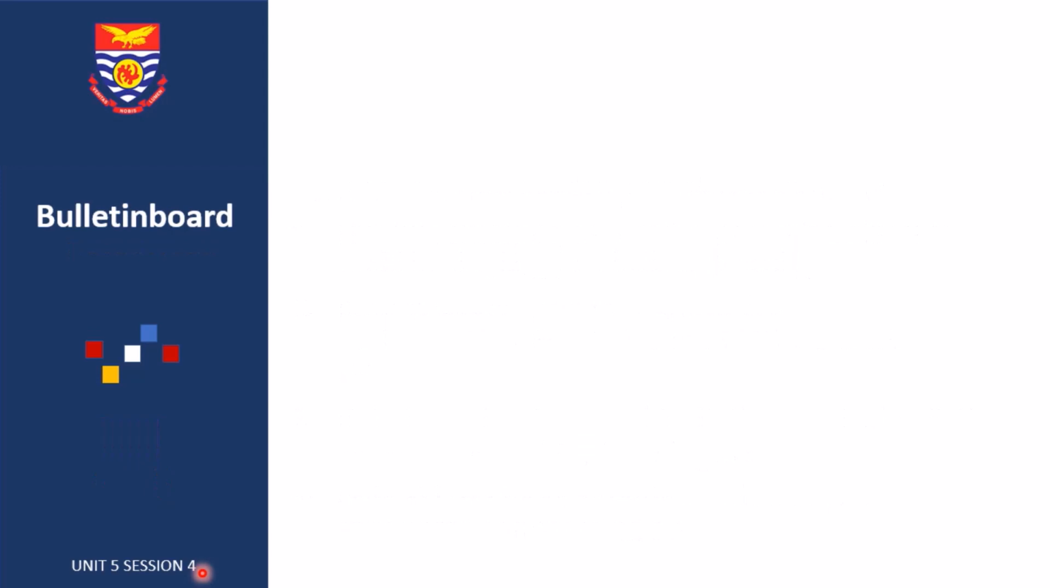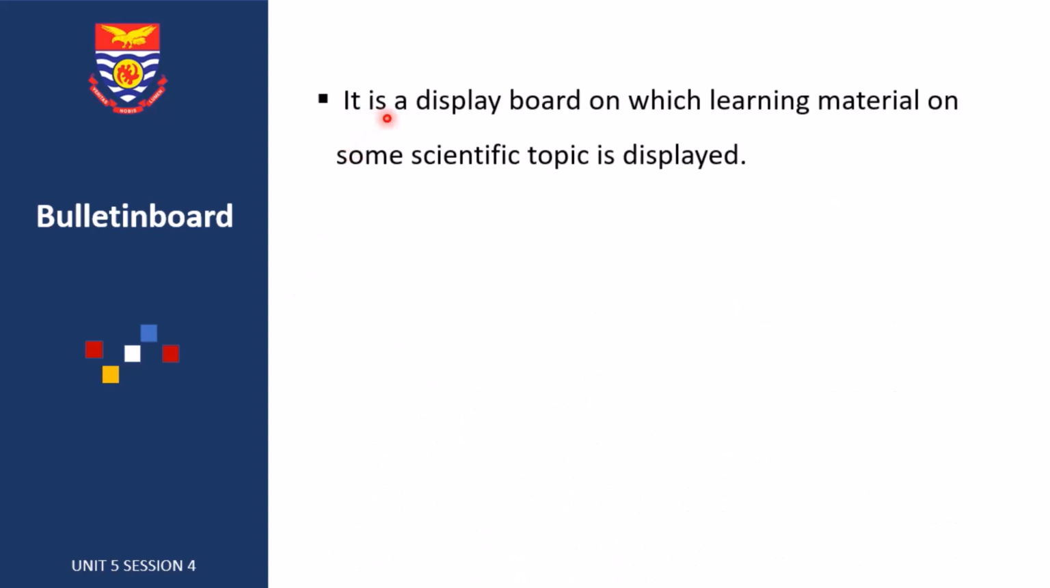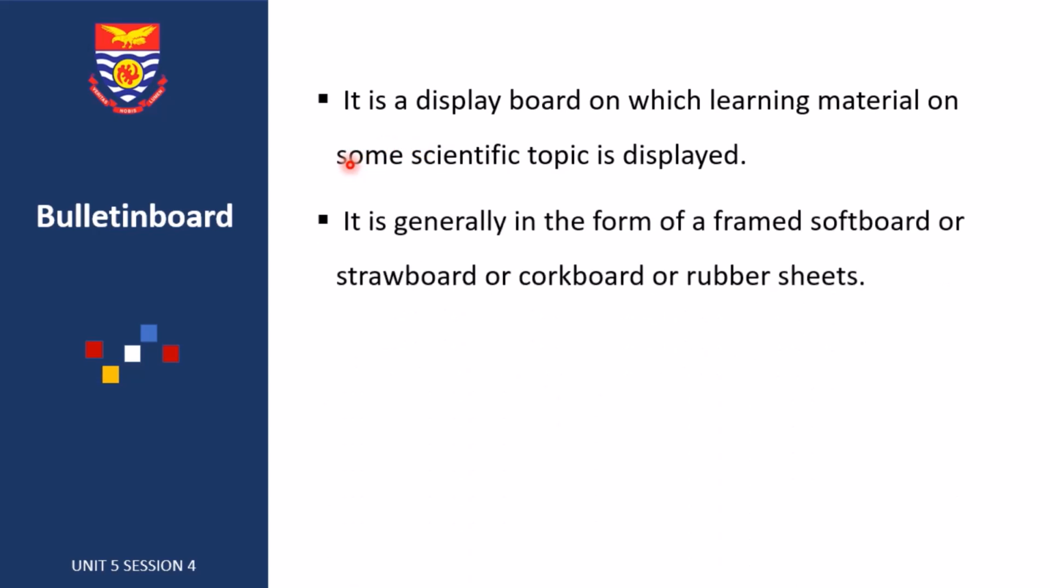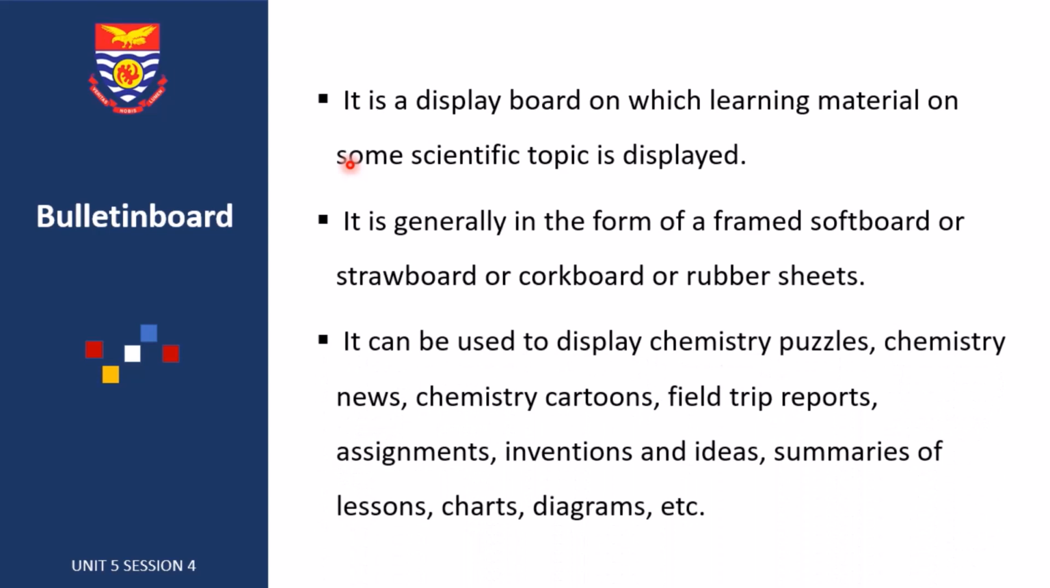Okay, so let's look at the bulletin board. It is of the size of the whiteboard, or even sometimes bigger than the whiteboard, depending on the space available. Now, it is a display board on which learning materials on some scientific topic is displayed. It is generally in the form of a framed softboard or straw board or corkboard or even rubber sheets, and it can be used to display chemistry puzzles, chemistry news, chemistry cartoons, field trips, reports, assignments, etc.